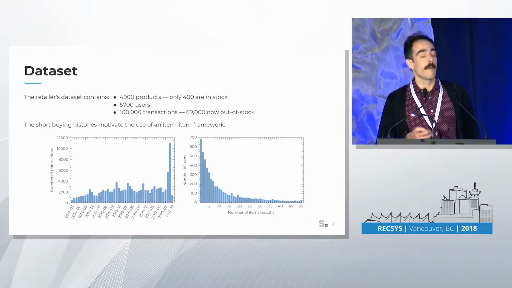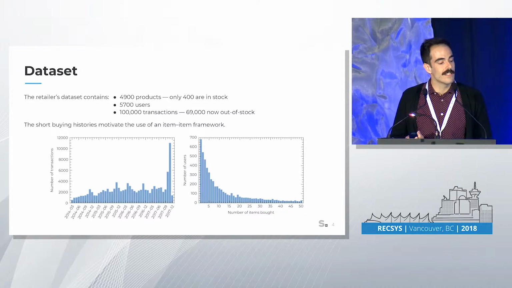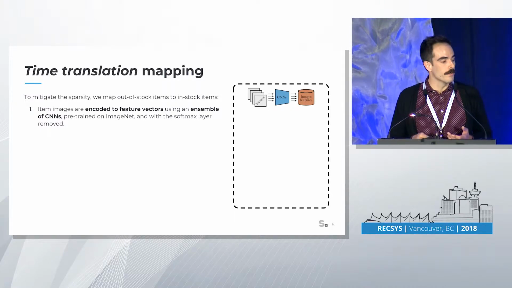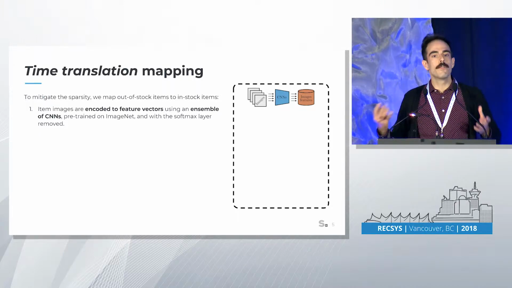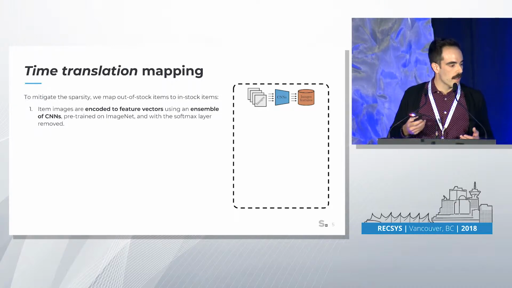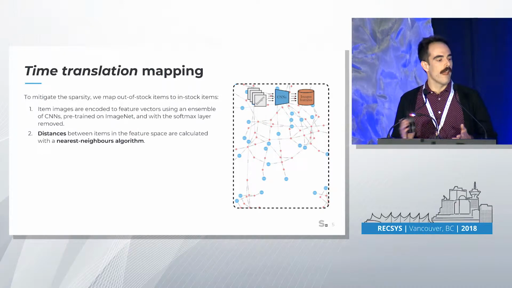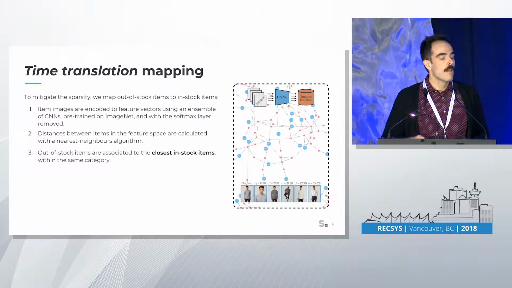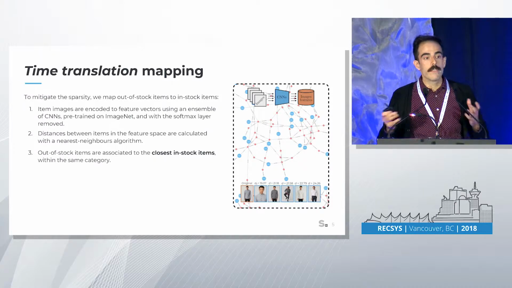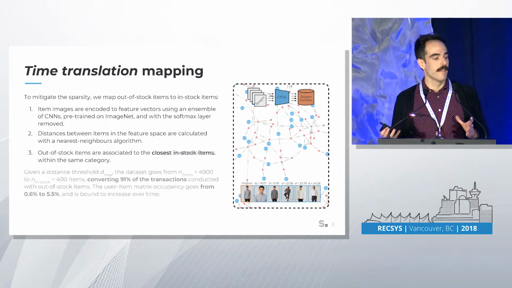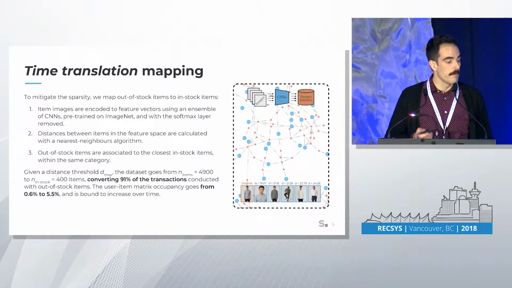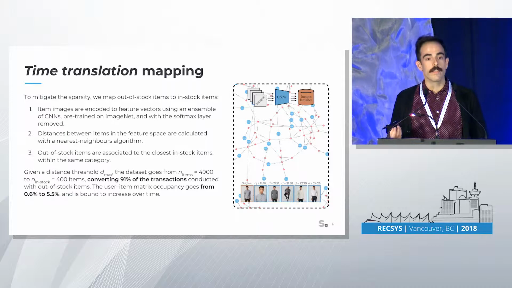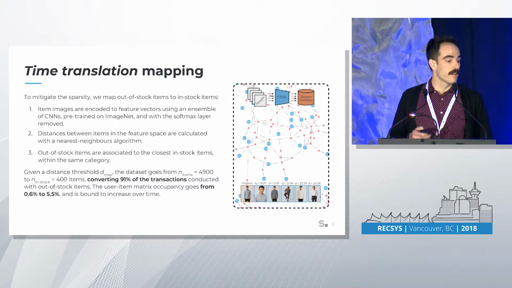So to mitigate the sparsity problem, we came up with what we called a time Scintillation mapping that literally will map the out-of-stock item into the items that are currently in stock. In order to do that, we had access to all the images from the products in the database, including the historic products, obviously. So we encoded all the images of every product using an ensemble of CNNs. They were pre-trained on ImageNet with the softmax layer removed, so we could extract only the feature vector. Using the feature vector, we calculated the distance between the images using a nearest neighbor algorithm, and then we could simply associate all the out-of-stock products with the closest in-stock item within the same category of product, of course.